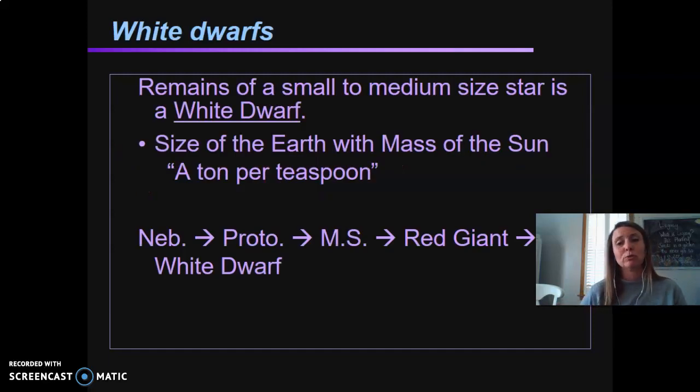So let's start with the sun, which is our small to medium sized star. So after the red giant stage, it is going to compress down, and it doesn't have enough mass to fuse anything else together. So what happens is that it's going to have the core of the star that has been super hot due to that fusion process, but there's nothing to hold those outer layers together.